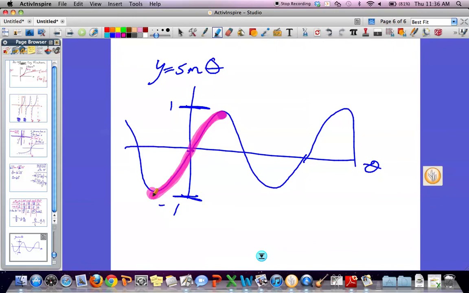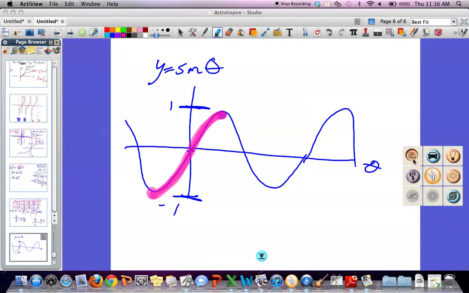Okay. So we go negative 90 to 90, huh? That gives you all of your answers. Now, back to our calculator. This is where it gets a little bit messy.